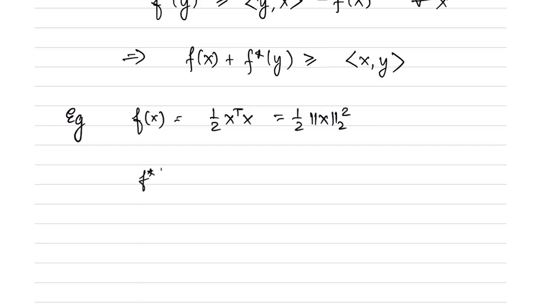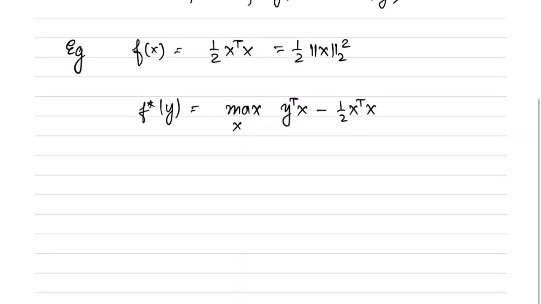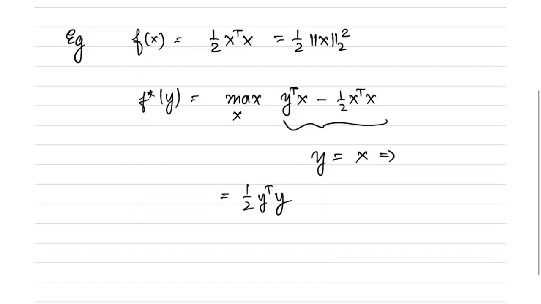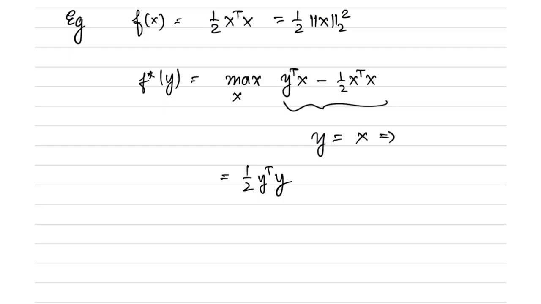You can see that the conjugate in that case is given by max over x of y transpose x minus half of x transpose x, and of course we can simply calculate the maximum here by differentiating. So we will get y equal to x, which would imply that the maximum value of this objective function will be equal to half of y transpose y. So in other words, the conjugate of the function half of x transpose x is that function itself, because y here is a dummy variable.